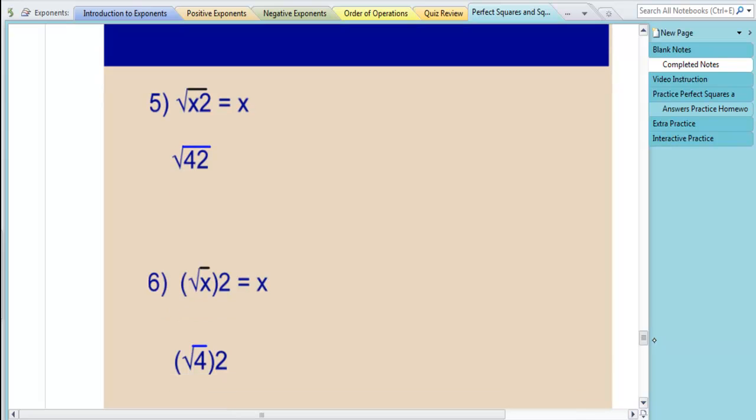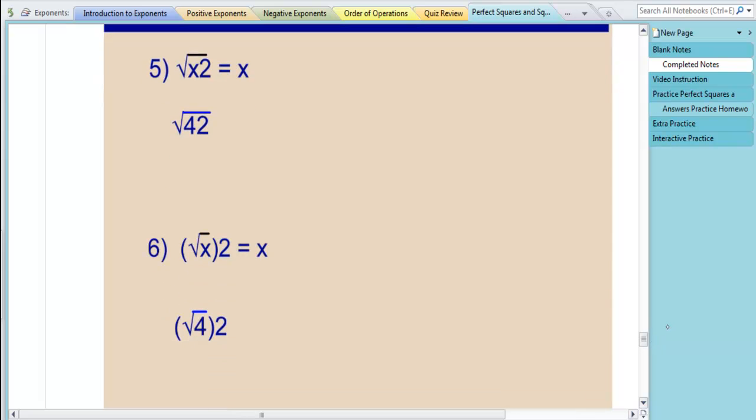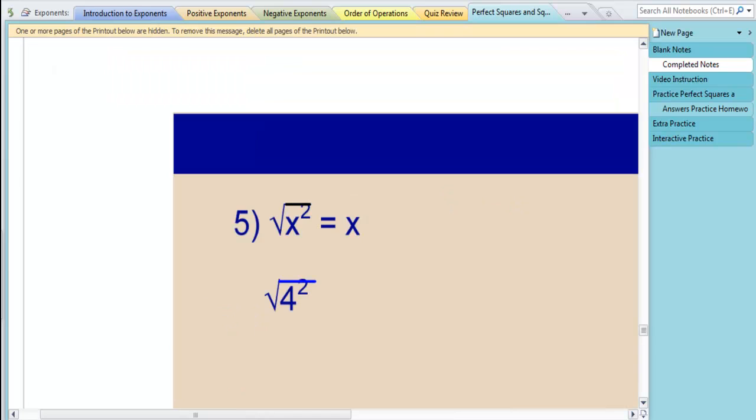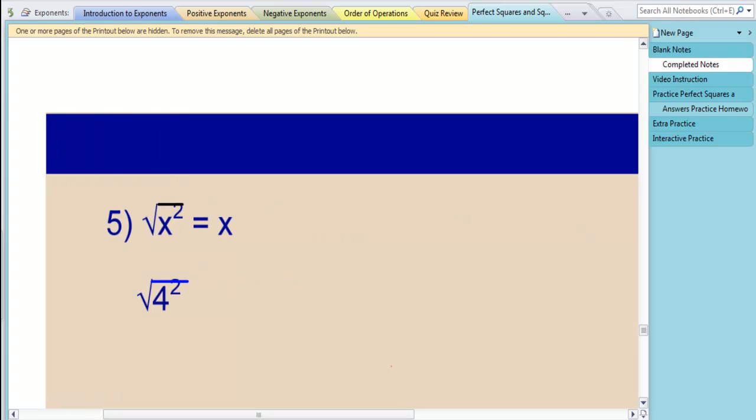We have a few more rules. So the next part is the square root of x squared equals x. And the next property we have here: the square root of x squared equals x. So let's think that through. It will make a lot of sense to you.